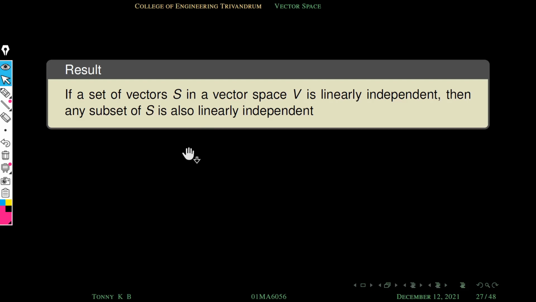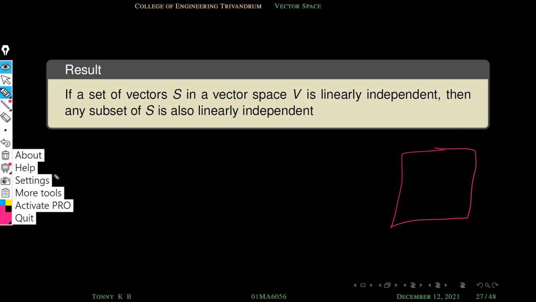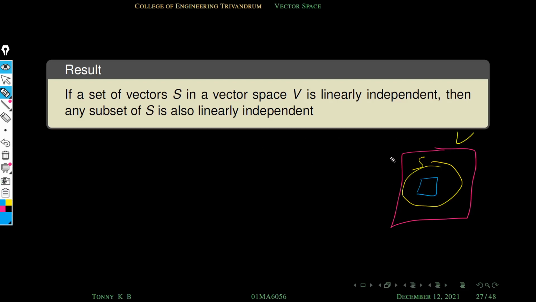Okay, these are some useful results. If a set of vectors S in a vector space V is linearly independent, then any subset of S is also linearly independent. That means we consider a vector space V and also a subset S which is linearly independent. Then the result says that any subset of S is also linearly independent. Very, very useful result.